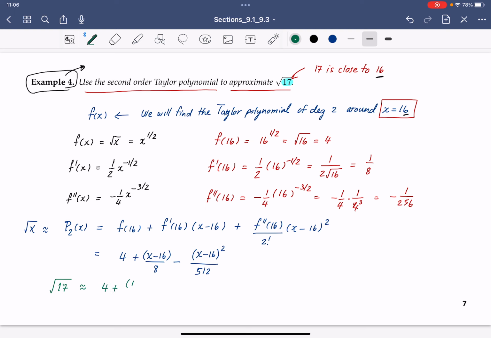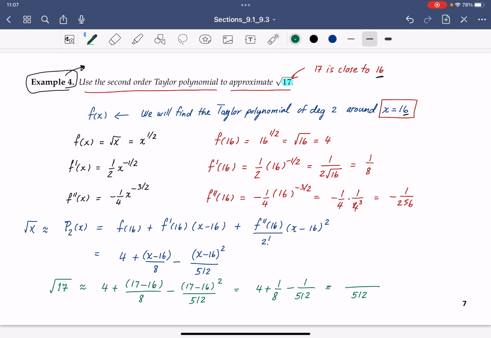4 plus 17 minus 16 over 8, and then 17 minus 16 squared over 512, right? Which when you do it, you're going to get 4 plus 1 over 8 minus 1 over 512. This is going to be your answer. So the answer is, you find the common denominator, 512.